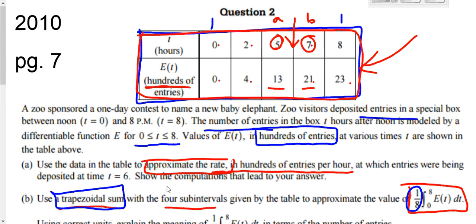Our first trapezoid will be from 0 to 2, then 2 to 5, then 5 to 7, then 7 to 8. So the height is the difference in these values. So the height of my first trapezoid is 2, height of my second is 3, then 2, then 1. And then my bases, here's base 1 and base 2 for my first trapezoid. So it has a height of 2, and these are the bases. My second trapezoid has a height of 3, and base 1 is 4, and base 2 is 13.